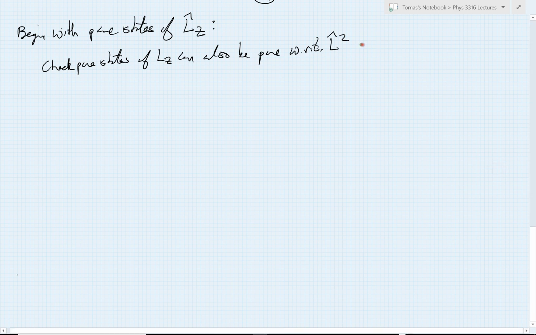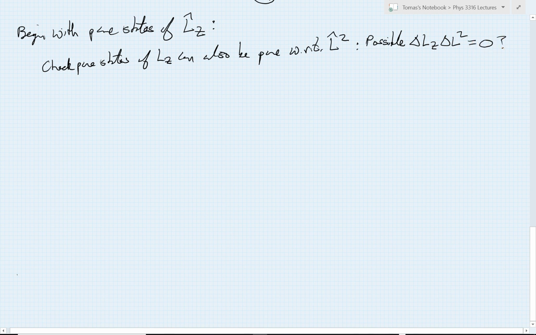In other words, what I'm asking is: if I'm pure with respect to LZ, is it possible that I can have zero uncertainty in LZ, and at the same time be pure with respect to L squared, which would mean I have no uncertainty with the value of L squared? Is it possible that this product could actually be equal to zero?